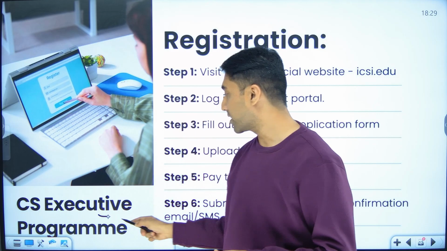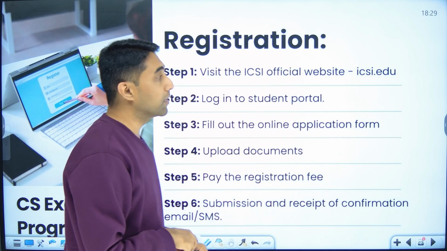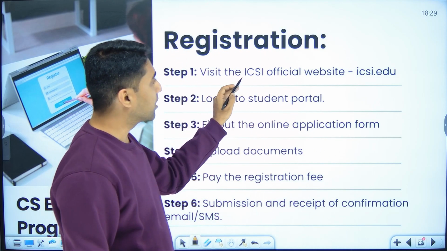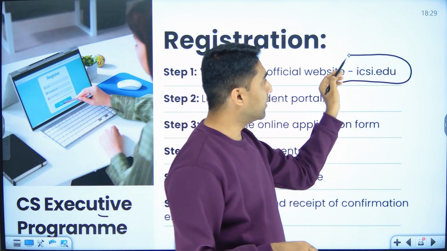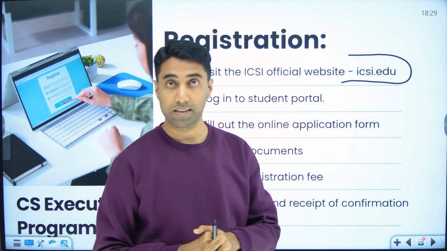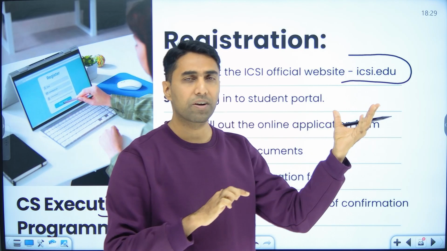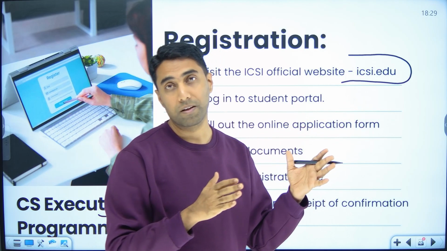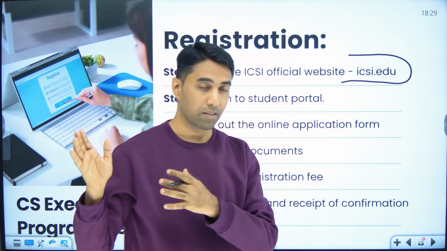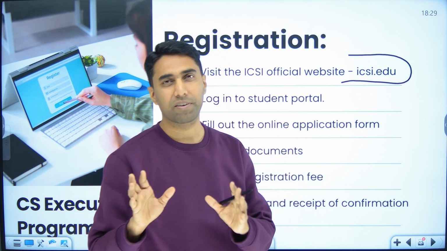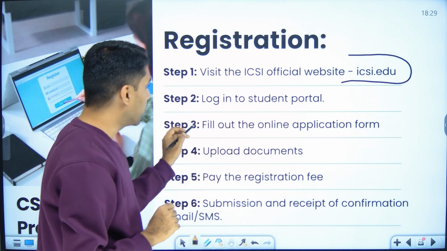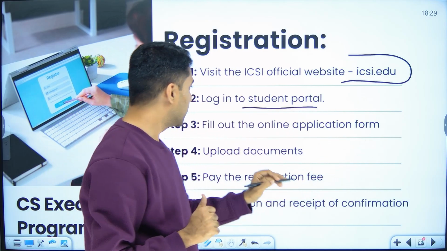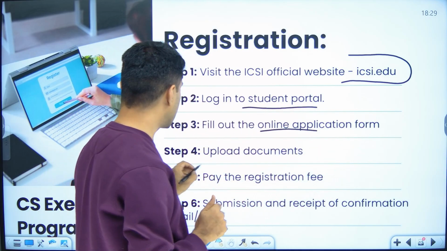So talking about the CS executive program, same thing over here. Visit the official website icsi.edu. This is the government website of ICSI. It's not very user friendly, but if you look properly, you will get it. Please use a laptop or a desktop. Mobile is not very friendly. Log on to the student portal. Fill out the application form as usual.